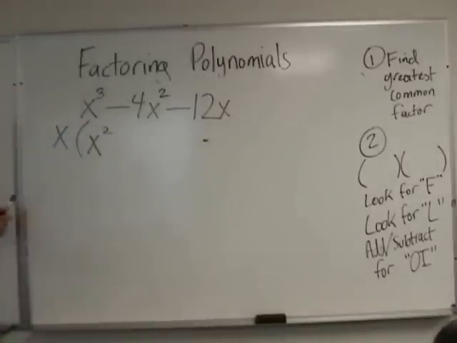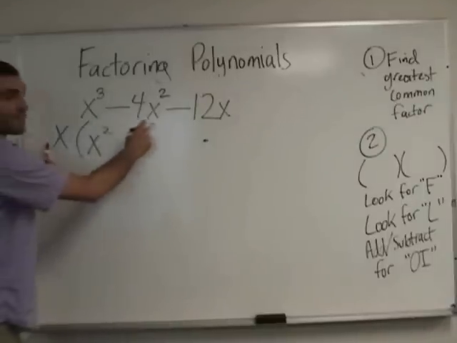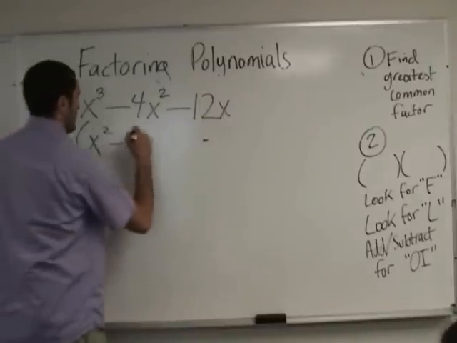Right. So we're undistributing, kind of. See, x times x squared is x cubed. Someone else. X times what will result in negative 4x squared? Negative 4x.